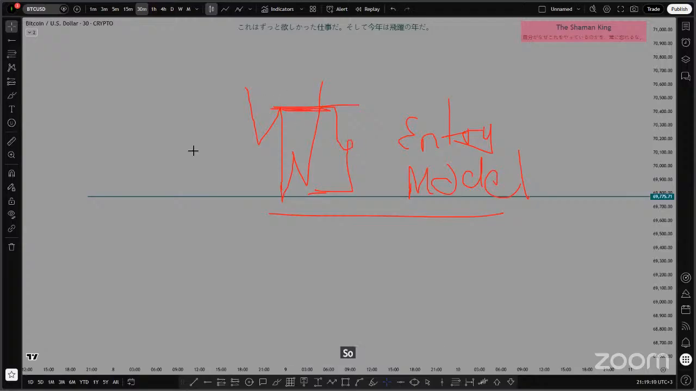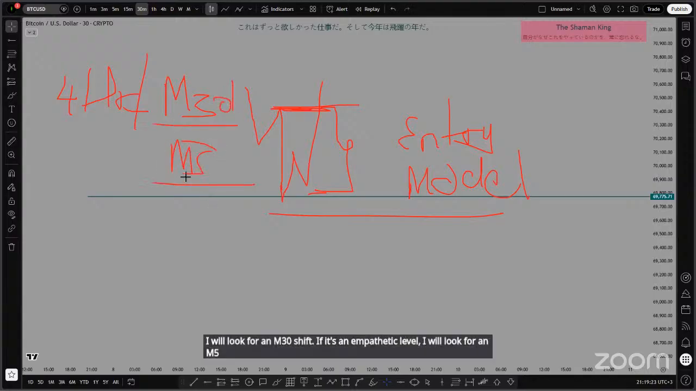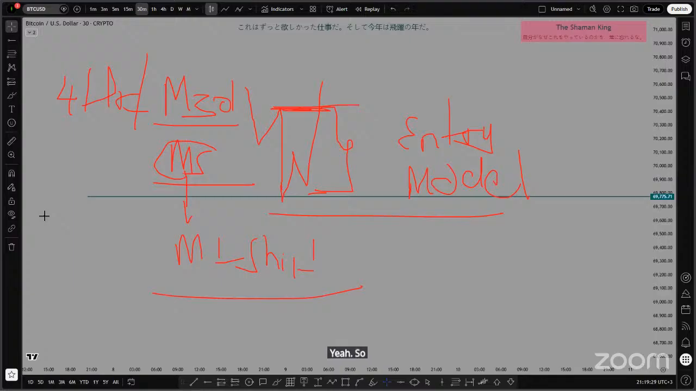So this depends, because if it's a 4-hour key level, I will look for an M30 shift. If it's an M30 key level, I will look for an M5 shift. If it's an M5 key level, I will look for an M1 shift. Yeah. So this is the second way.